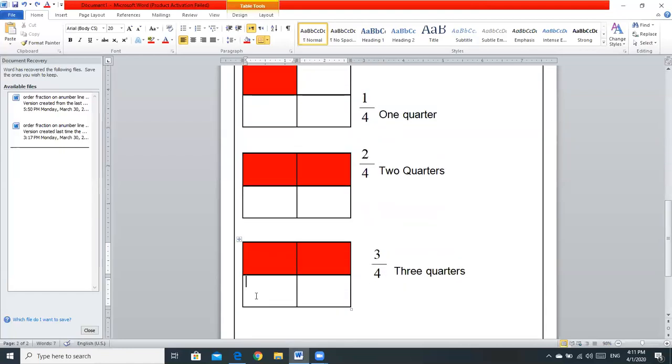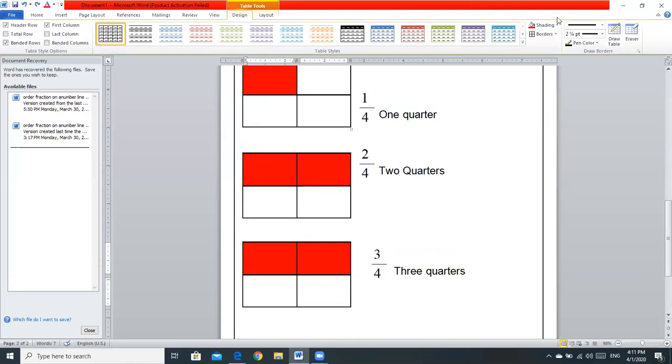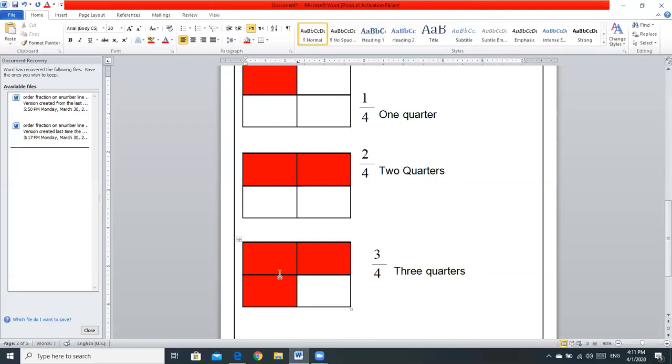Okay, if I take 3 parts from the 4, how many quarters do I take? 1, 2, 3. I take 3/4. I said one part is called what? Quarter. I take 1/4, 2/4, 3/4. I take 3 parts from the 4. This is called what? 3/4.